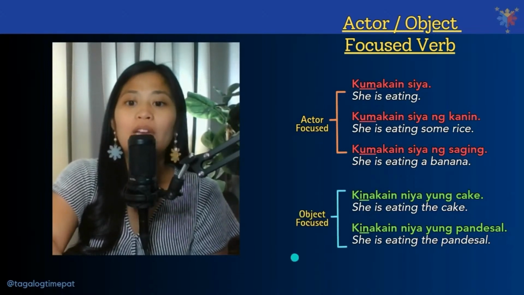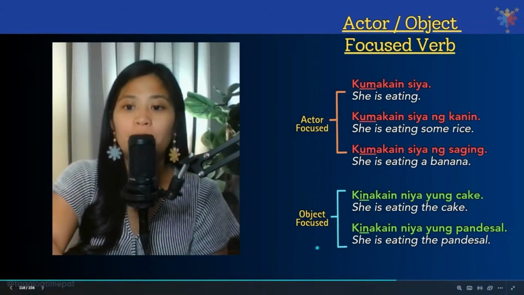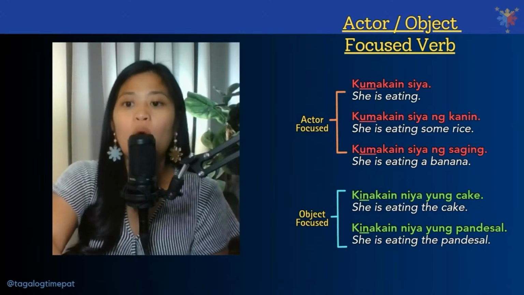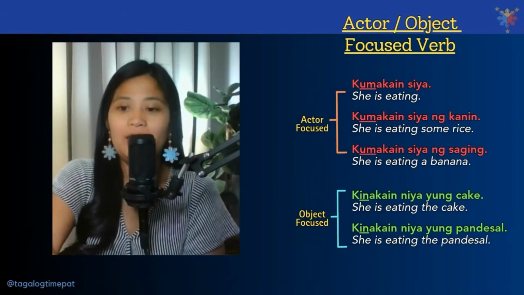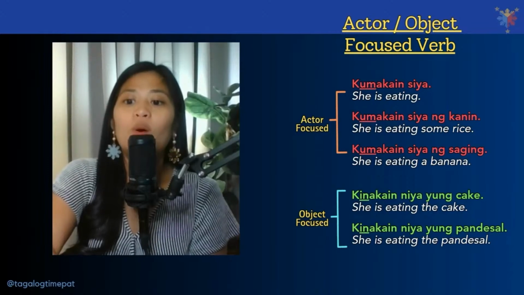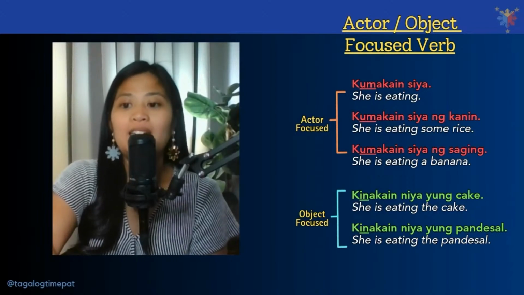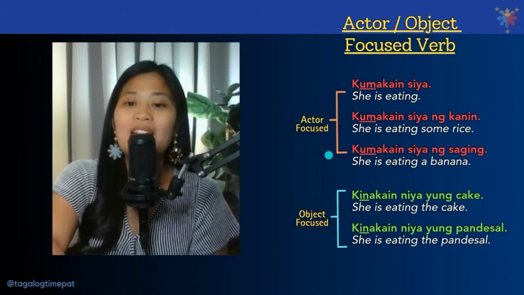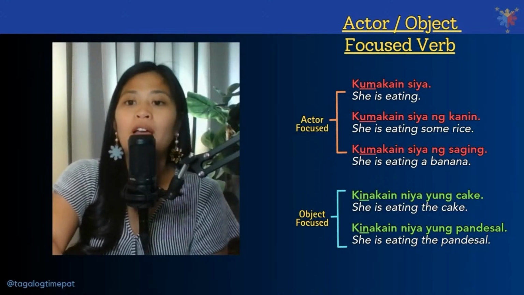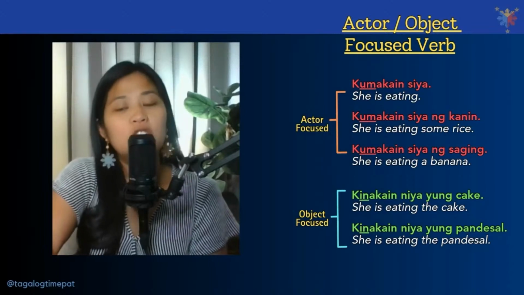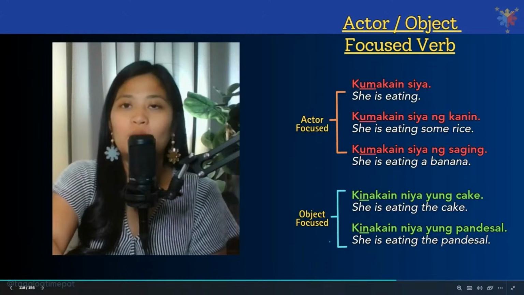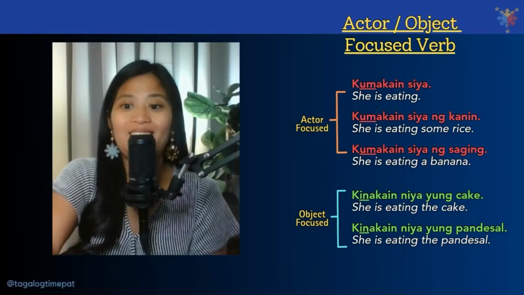Versus when it's an object-focused verb, it's almost like you're asking, what is she eating? Oh, kinakain niya yung cake. She's eating the cake. Or kinakain niya yung pandesal. She's eating the pandesal. So when it's an actor-focused verb, it's more answering the question, what is she doing? In an object-focused verb, it's like answering the question, what is she eating?